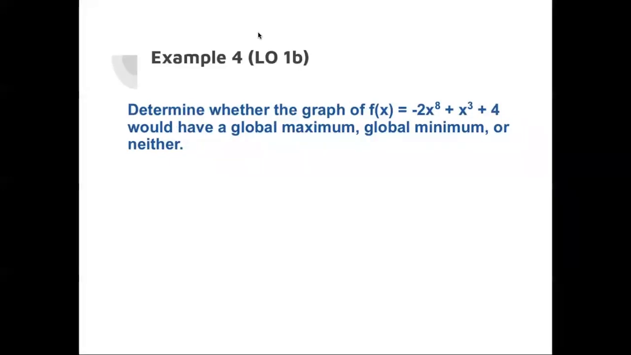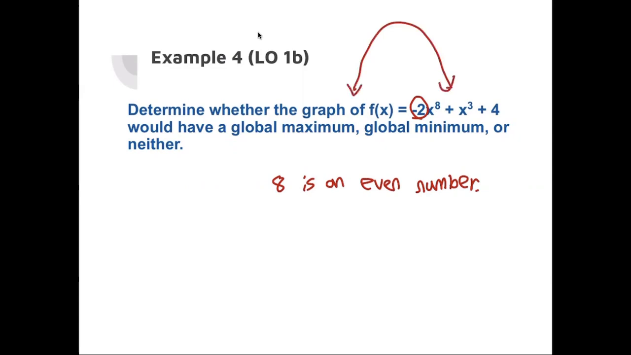Let's look into example 4. Determine whether the graph of f of x equals -2x to the power of 8 plus x to the power of 3 plus 4 would have a global maximum, global minimum, or neither. I told you that an even degree function like this, 8 is an even number, right? So this is an even degree function, right? So this should either have a global or absolute maximum or absolute minimum, right? But because the leading coefficient of this polynomial is a negative number, you should know that the overall end behavior will be somewhat similar to this shape, which shows that it will have a global maximum.